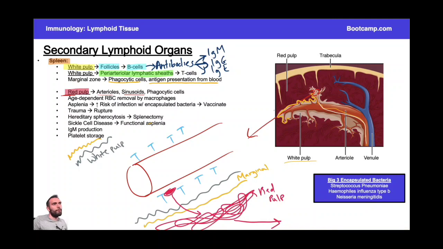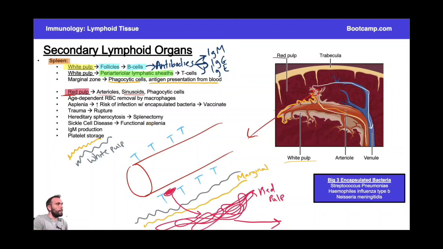And from this red pulp, you would eventually get to a venule and you'd find your way out and eventually get into the portal circulation, right? Through the splenic vein, etc. The point is that you're coming in through this arteriole, you got to traverse this red pulp. So if you're a red blood cell, you got to get through the red pulp. And the red pulp is going to have a lot of these sinusoids that are made essentially to try to trap the old red blood cells.